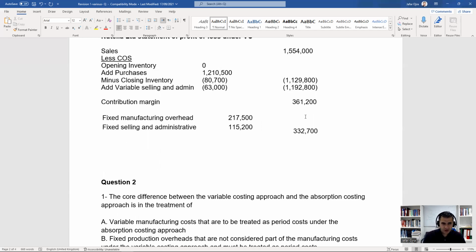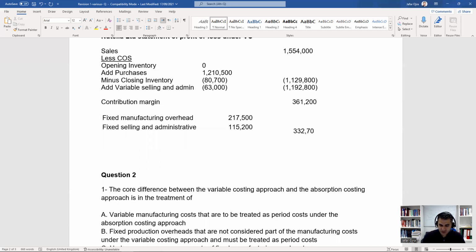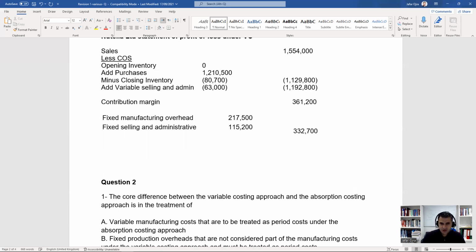So the profit then. How much profit would be in this case? 361,200 minus 332,700. So that makes 28,500. And that is the profit for the year under variable costing. So here we go. As you see, what happened here?